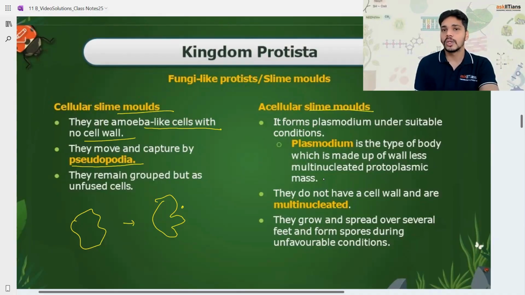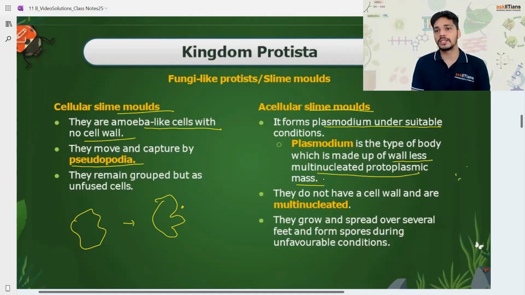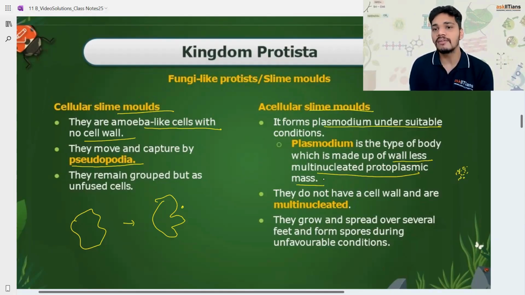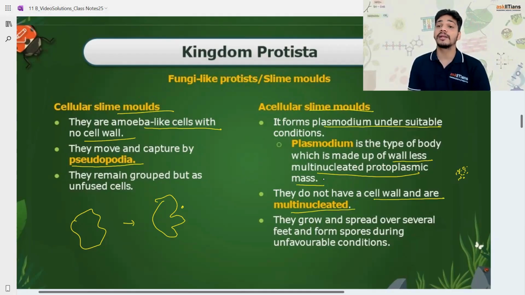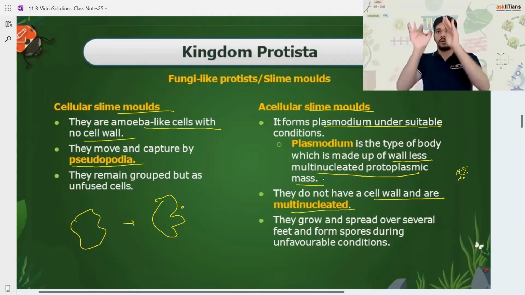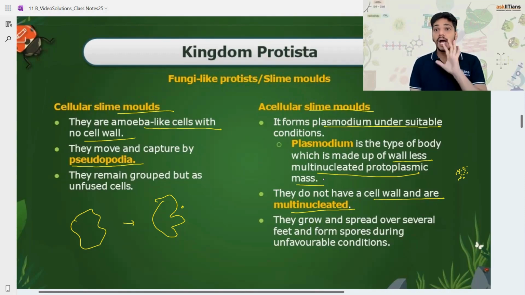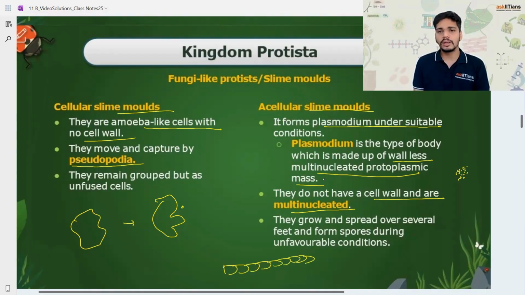This is acellular slime mold. It forms a plasmodium under suitable conditions. A plasmodium is a type of body made up of a wall-less, multinucleated protoplasmic mass. So they have a protoplasmic mass, but they don't have a cell wall. Even though they are multinucleated, there is no cell wall for protection. They grow and spread over several feet. Are you getting my point? They keep growing and form spores during unfavorable conditions.